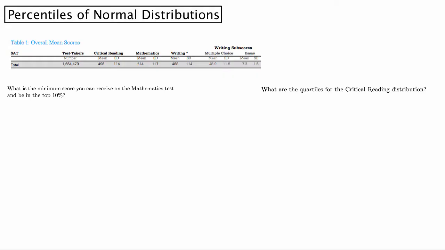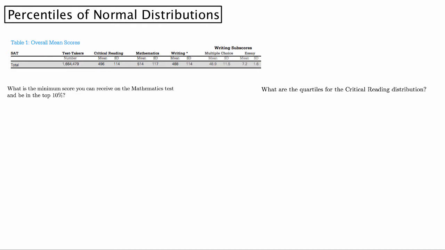Welcome to another podcast. In this episode, we're going to be taking a look at percentiles of the normal distribution. This is going to be a slightly different command than the one we looked at when we were trying to find area, because in this case, we're already going to know the area corresponding to the percentage of data that we're interested in looking at. So I have two examples here. They both take data from the SAT data that we looked at in the previous video.